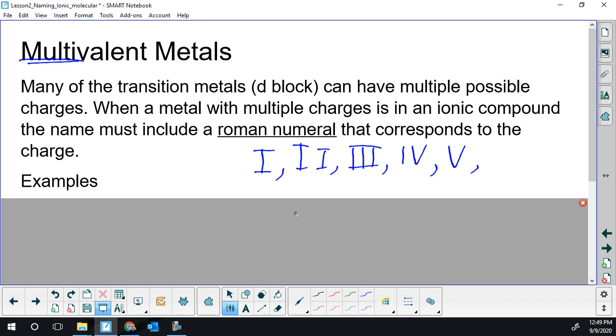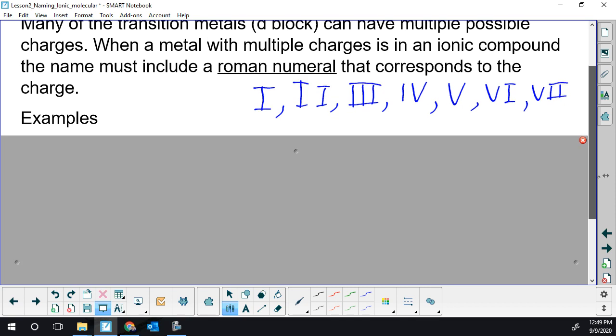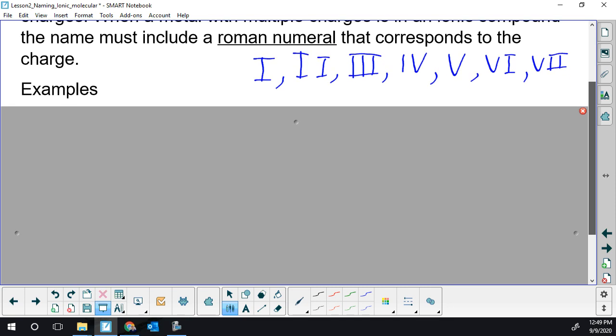So 1, 2, 3, 1 before 5, 5, 6 is 1 after 5. 7 is 2 after 5. Then it keeps going. Eventually there's a digit for 10, and they have certain shapes that represent certain numbers, and you're either going something before or something after that number. But we don't need to keep going for the sake of this course. 1, 2, 3, 4, 5, 6, 7 should be more than sufficient to get us through. You'll largely be using the first 4. So you need to understand that bit of Roman numerals for this course.